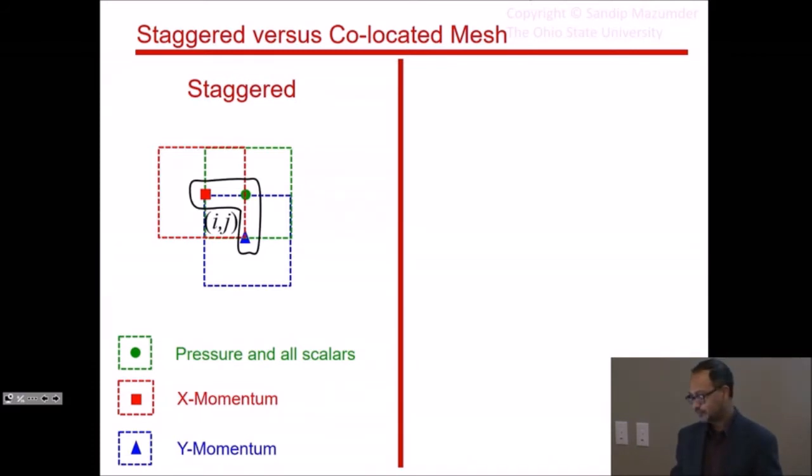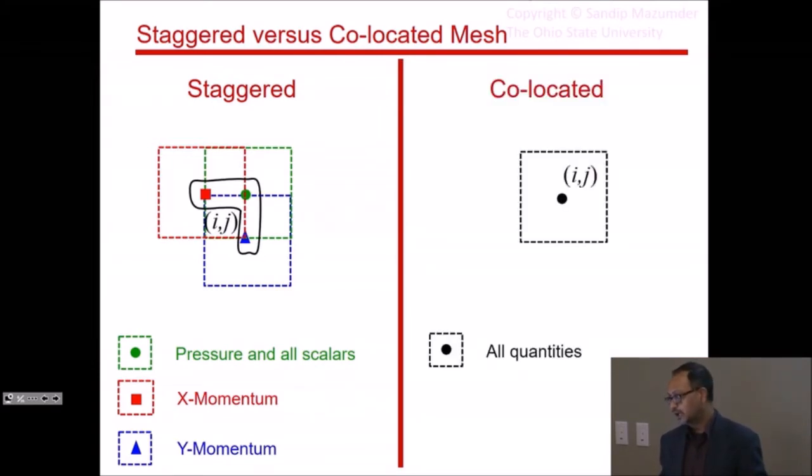Okay. So that's what a staggered grid is all about. In the next slide, I will show you a picture of what it looks like when you discretize the whole domain using a staggered mesh. Now, a collocated mesh, you all know this. This is what we've been using so far.